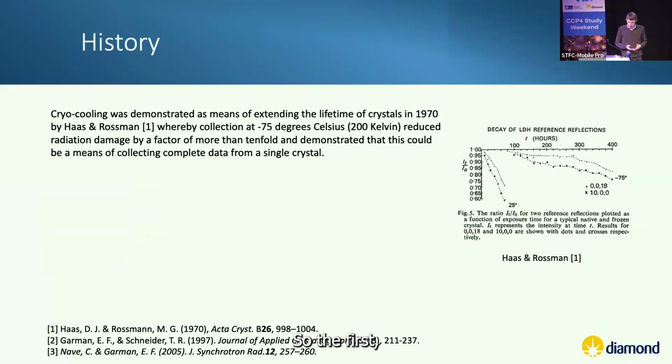Okay, so the first studies were multicrystal, but it was quite quickly realized that cryocooling would be necessary in order to extend the lifetimes of the crystals. And this was demonstrated first in 1970 by Haas and Rossmann. They showed that if you collect at minus 75 degrees, this reduced the radiation damage by a factor of 10-fold. So this gave a demonstration that you could, in theory, collect complete data from a single crystal.